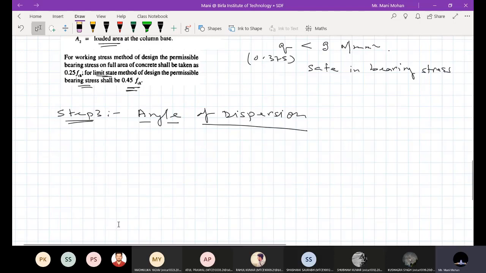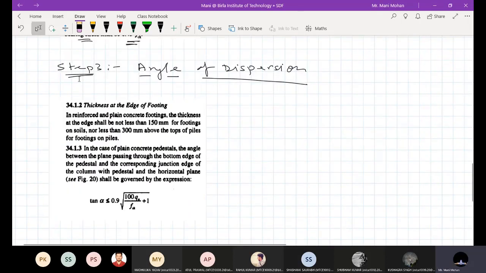So in order to compute the angle of dispersion, again I will come to the provision which is given in IS 456-2000, in clause number 34.1.2. So here it is written for reinforced and plain concrete footing. It has been mentioned what the minimum should be, depending upon the type of soil or the type of footing which you are providing.